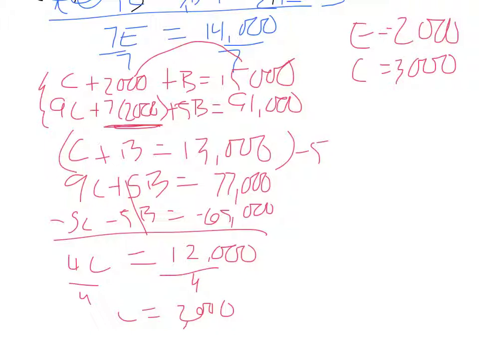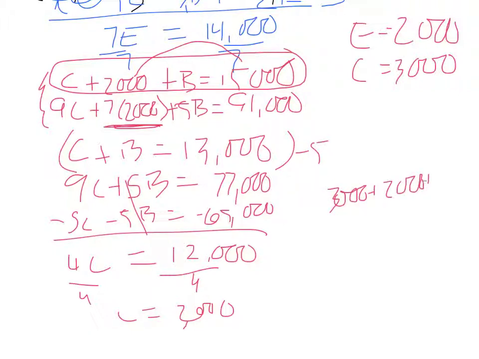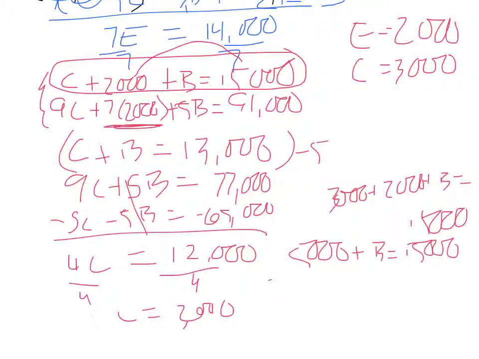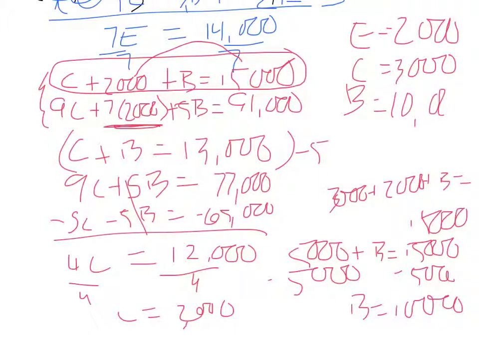Okay, now finally to get the number of balcony seats, we can use this top equation. We got courtside, so 3,000 plus 2,000 plus B equals 15,000, or 5,000 plus B equals 15,000. Subtract our 5,000. And B equals 10,000. So there's 10,000 balcony seats. So that's that one. So hopefully this made sense.